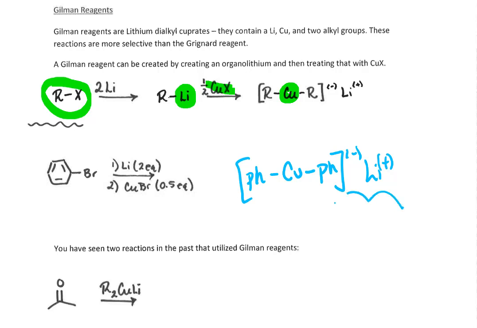Usually what we do to shorten it is write the R group, say that there's 2 of them, say that there's a copper, and say that there's a lithium. So that's how we would tend to draw the Gilman reagent.